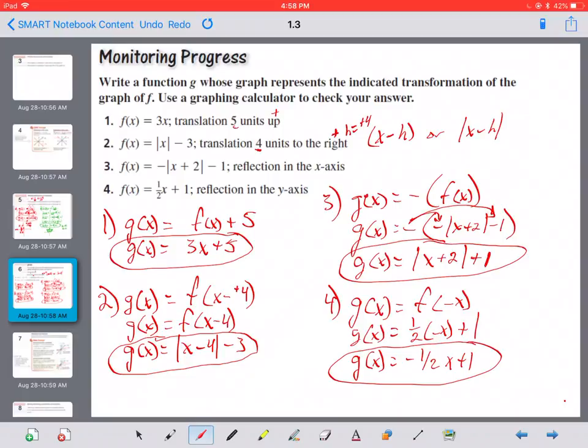And that's how we can do translation or reflection, as long as we're doing just one of them and not combining them. It may get a little more complicated when we combine. We'll look at dilation, which is the shrink or the compress and the stretch.